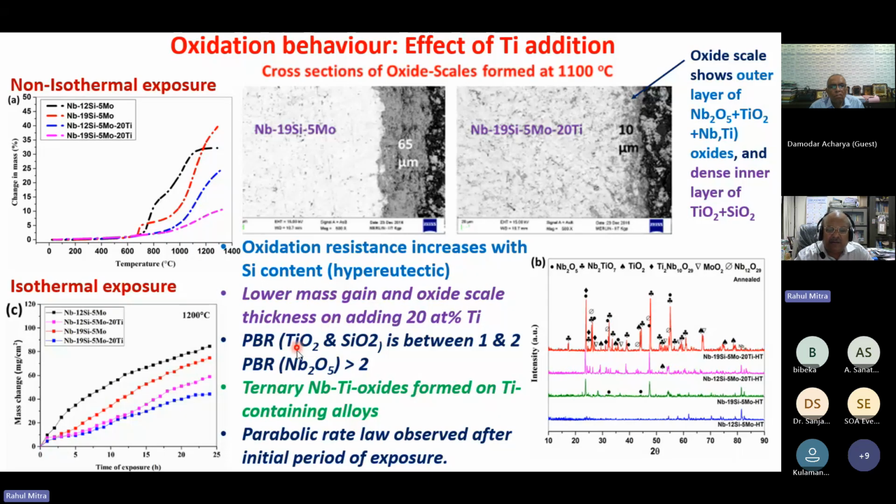And the scientific reason we have found is that titanium oxide and SiO2 have a Pilling-Bedworth ratio between 1 and 2, whereas the Pilling-Bedworth ratio of Nb2O5 is greater than 2. So that reduces the stresses. We have an outer layer of Nb2O5 and TiO2 and an inner layer of TiO2 and SiO2. This TiO2-SiO2 inner layer has a lower Pilling-Bedworth ratio, and it is continuous, and it protects from further oxidation. Ternary niobium titanium oxide is found on the outer side of the titanium containing alloys, which is confirmed by X-ray diffraction also. We also saw parabolic rate law observed after an initial period of exposure, and here also it is because of the protective nature of the oxide scale. So this again confirms that the oxide scale is protective.